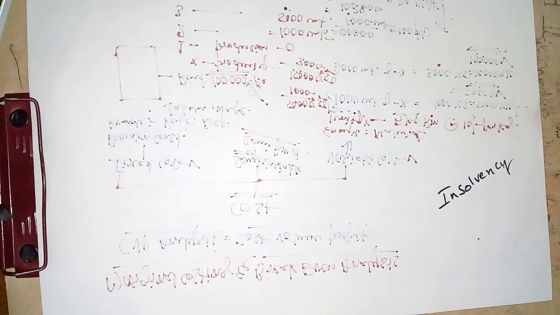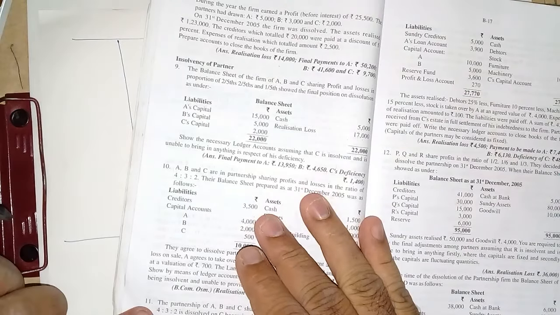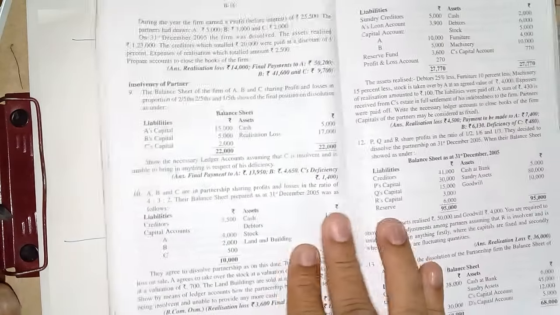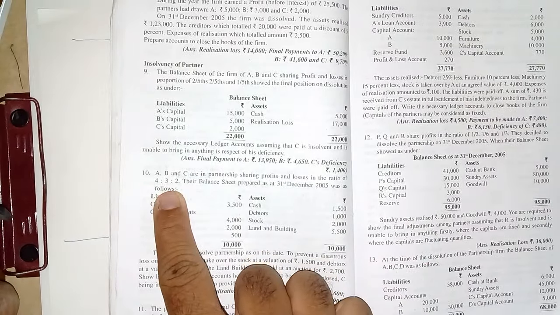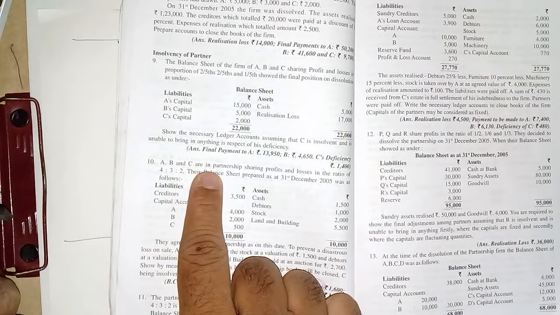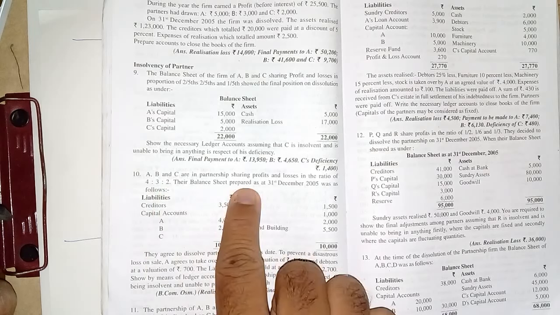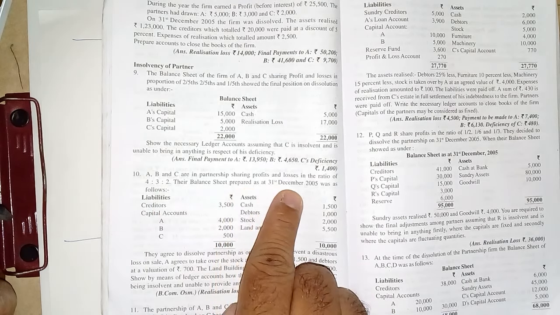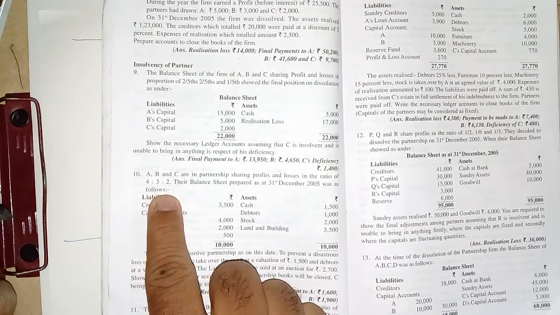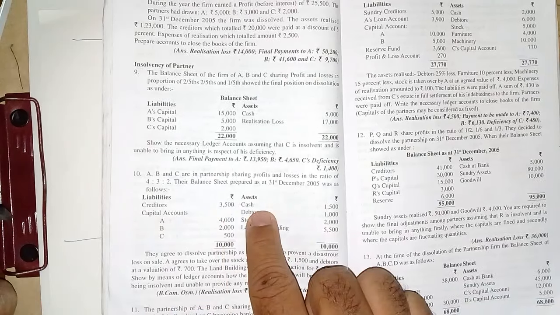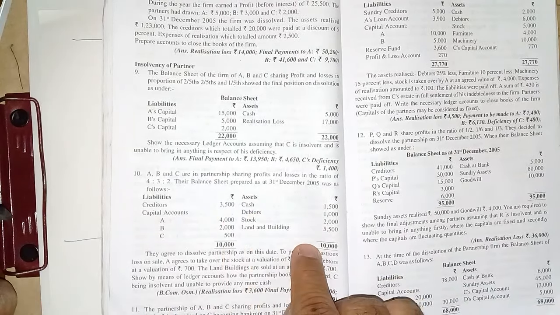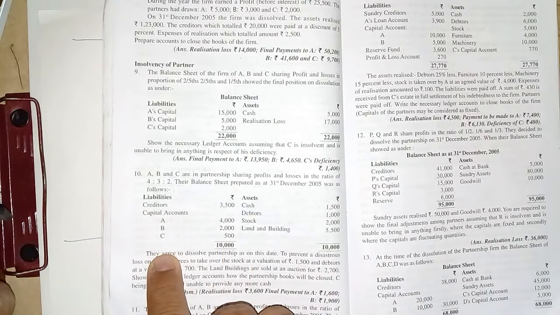One problem is not enough to understand the basic crux of the insolvency of the partner. So we'll understand one more question. All right, see the second question, what it says. A, B, C are partners sharing profit and loss in the ratio of 4:3:2. The balance sheet prepared as on 31st December 2005 is as follows. So we have given cash, debtors, stock, land and building, creditors and capitals of the respective partners.